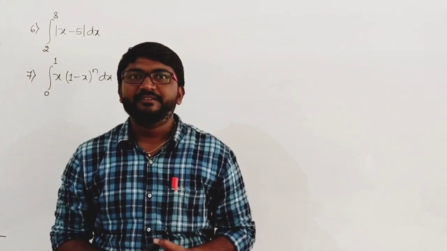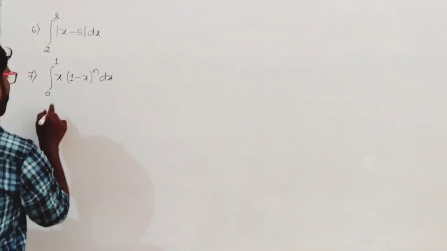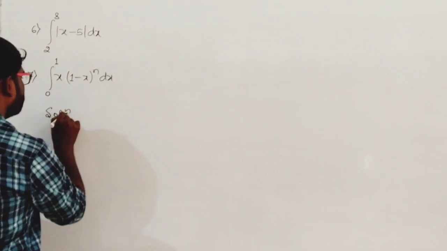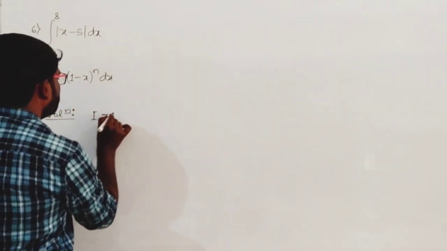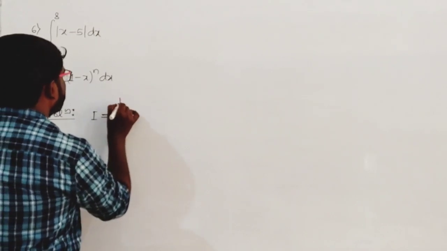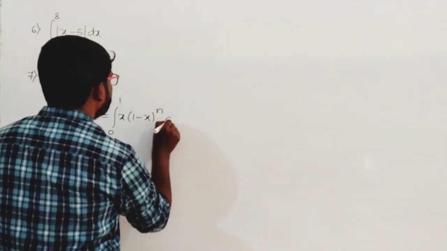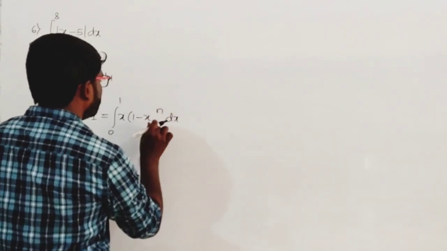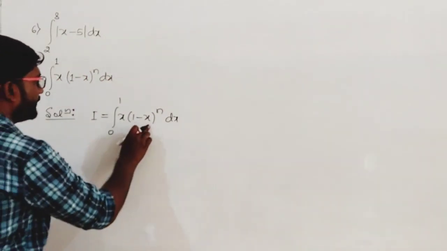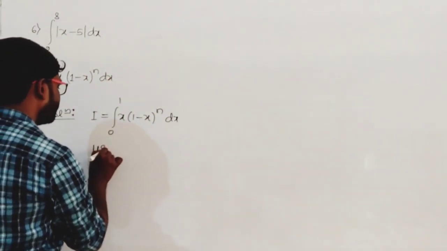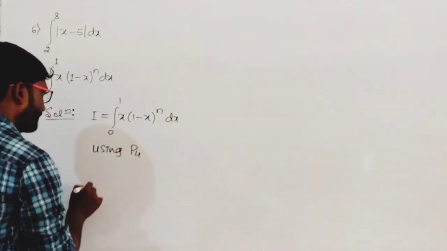Well, take the sixth as an assignment, I will be solving the seventh problem. So here I is equal to the integral 0 to 1 of x into (1 minus x) to the power n. Now we have to make use of P4. So what was P4?